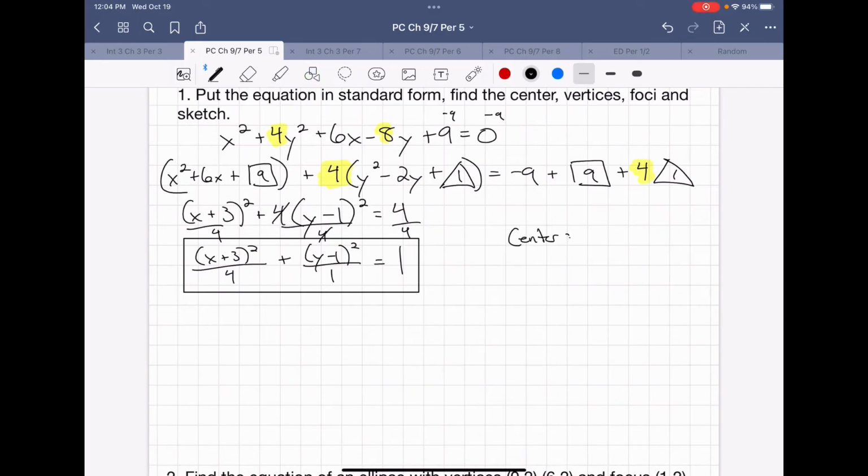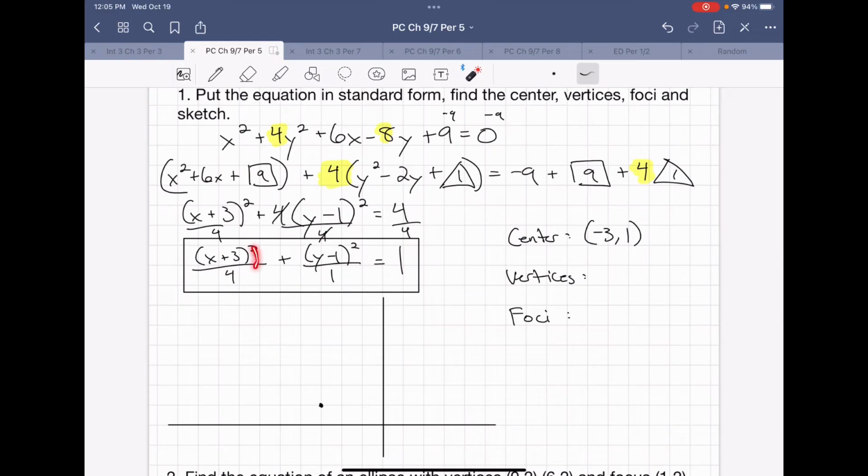Center, vertices, foci, and a sketch. Sketching ellipses should be relatively easy. Find your center, write down what the center is. Opposite of both. That's my center. And then the number under each variable tells you how many to go left, right, up, down.